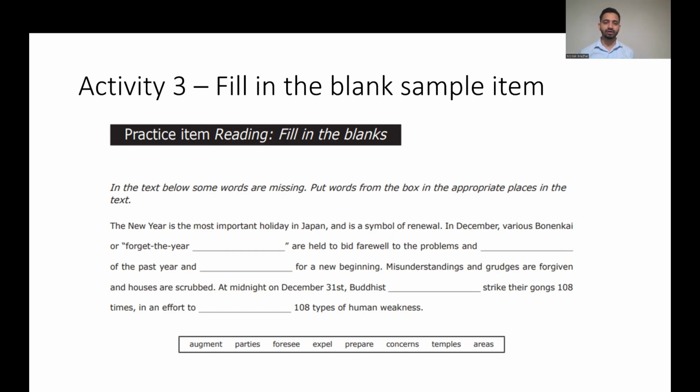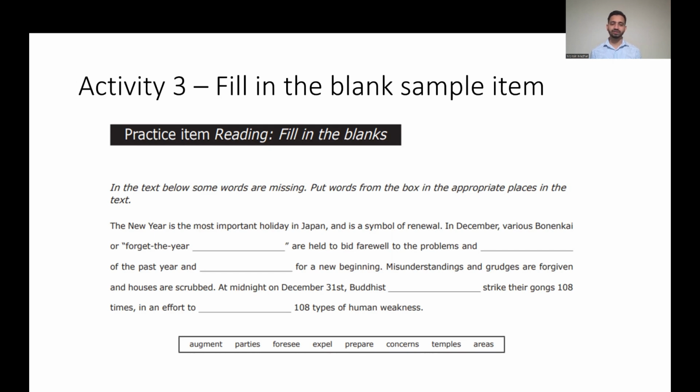The New Year is the most important holiday. So I'm going to ignore the fill in the blanks here. The New Year is the most important holiday in Japan and is a symbol of renewal. In December, various Bonenkai, or Forget the Year parties, are held to bid farewell to the problems and of the past year and for a beginning. Misunderstandings and grudges are forgiven and houses are scrubbed. At midnight on December 31st, Buddhists strike their gongs 108 times in an effort to 108 types of human weaknesses.